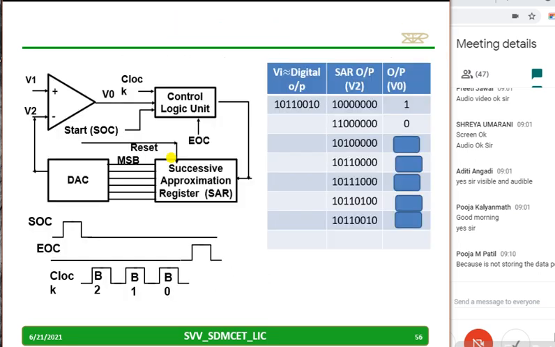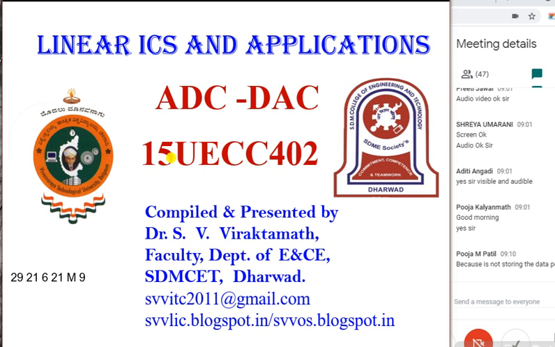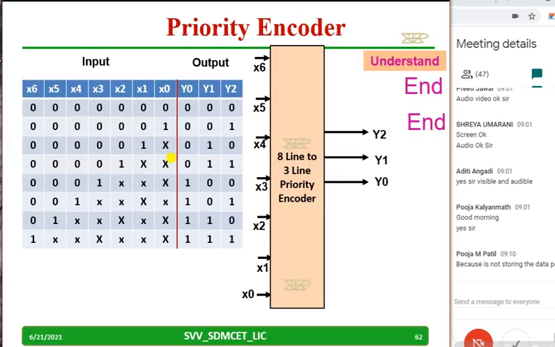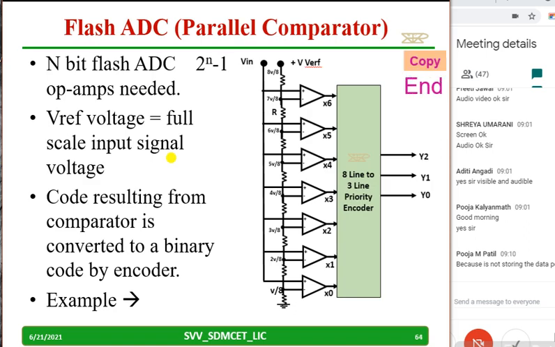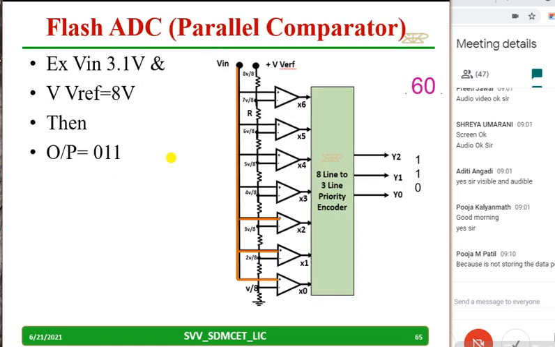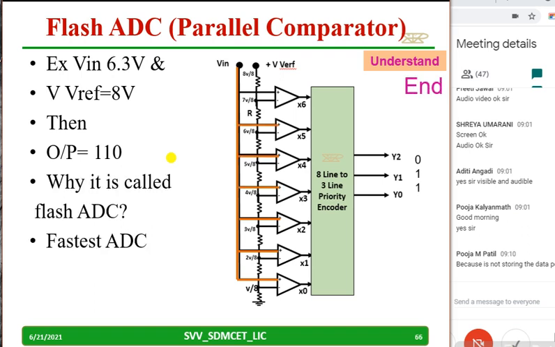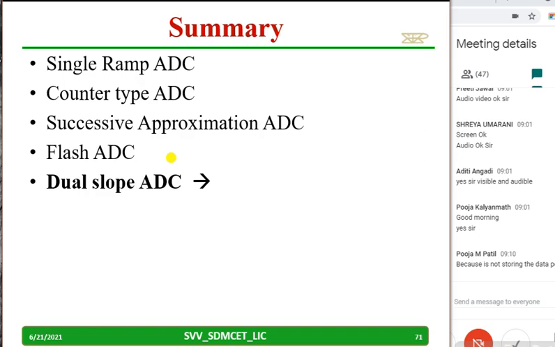Based on that it will work continuously until the last bit is checked. So these things we have discussed, and one example also. After that we discussed the flash ADC today, the priority encoder 1-bit flash ADC, and we took 2 examples. If it is 3.1 volts, how it becomes 011. In another example, whenever the input is say 6.3 volts, how it becomes 110. This was shown to you, and it is called flash because within no time we get the output, and it is the fastest ADC we have discussed so far.